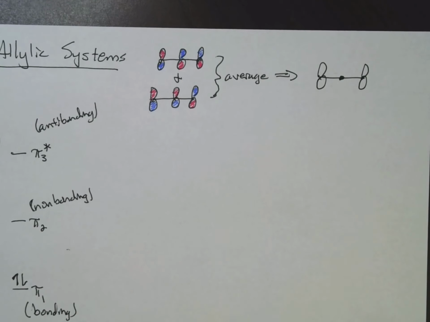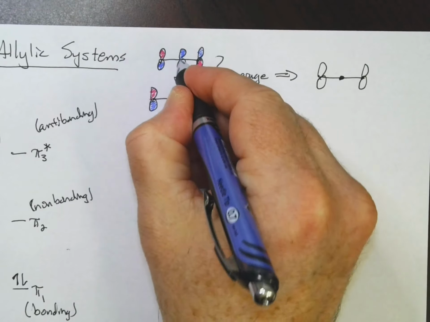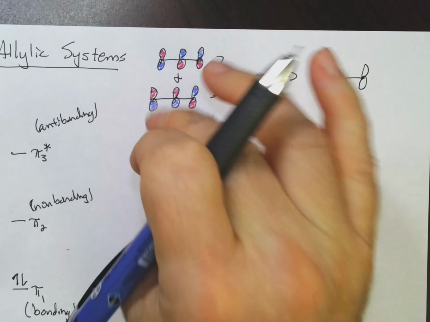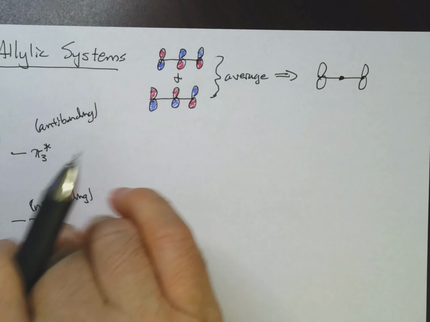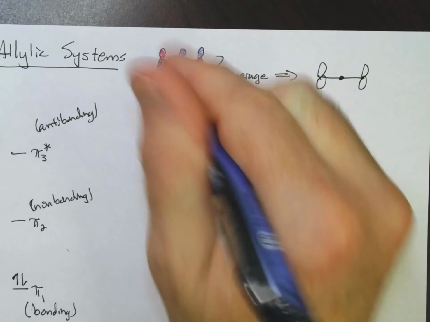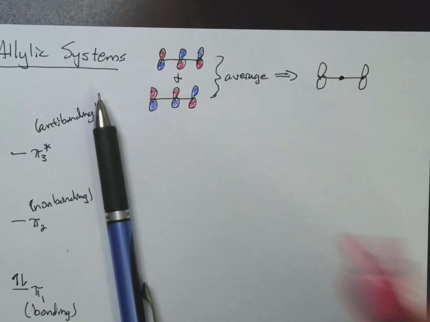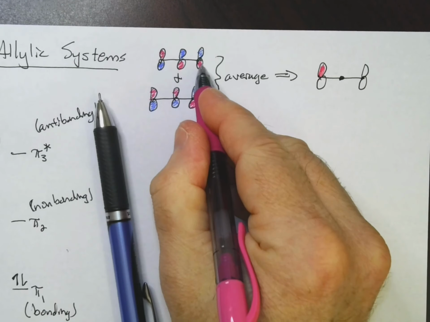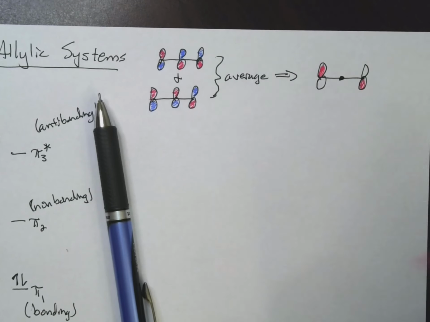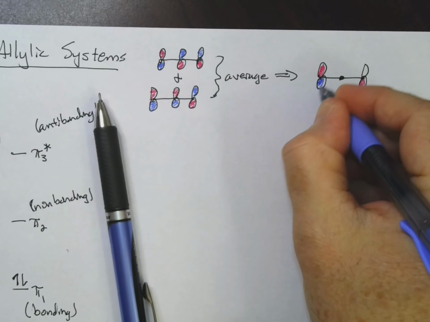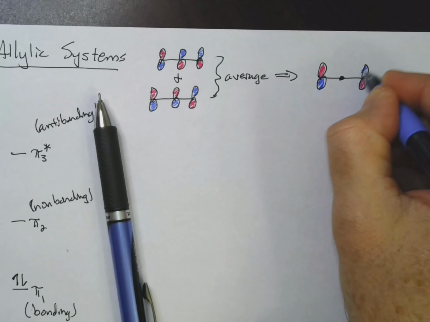So I could have my node between carbons 1 and 2 or between 2 and 3. So that's 2 possible ways I could do this to make my pi 2. Which is it? Well, it's actually an average of the 2. If I average these together, pink adds up to give me pink. Pink on this end adds up to give me pink. Blue adds to give me blue. Blue over here adds to give me blue.